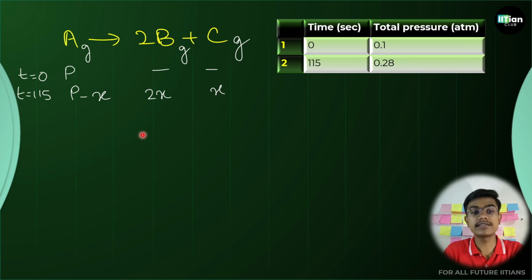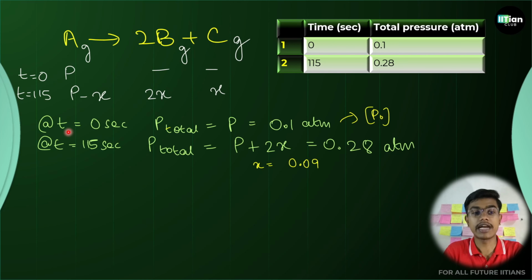Now we'll be taking the total pressures. At time equal to 0, P total is P, and it is 0.1. That is given in the question as well. So this will be the pressure of A, that is the pressure of the reactant initially. So this we will be taking as P naught as well. Now at T equal to 115 seconds, total pressure is given as 0.28. And we know from this, when we add this much, we will be getting P plus 2X.